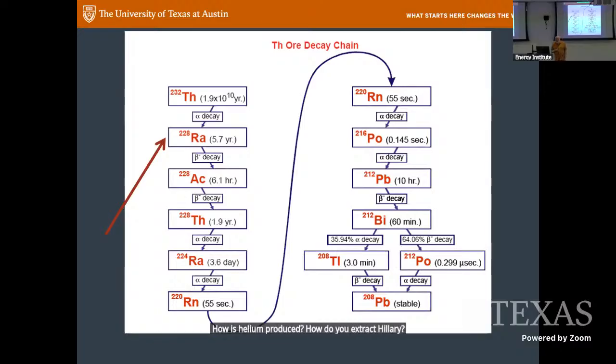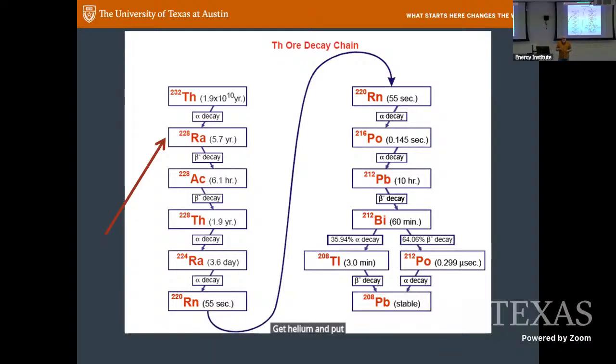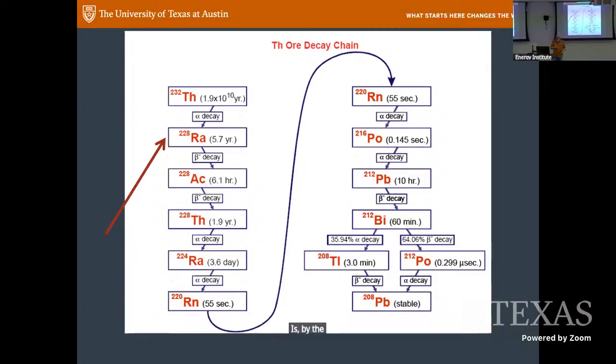Well, all the helium in the world comes from radioactive decay, the alpha decays, right? There's no other way of getting that, and you have to extract it out. So every time you put helium into your balloons, or at the Albuquerque Balloon Festival or something along those lines, that's where all the helium comes from. And the only way that it gets replenished is by more radioactive decay.